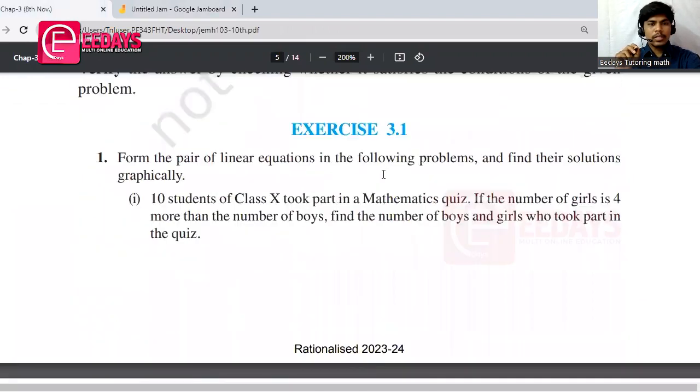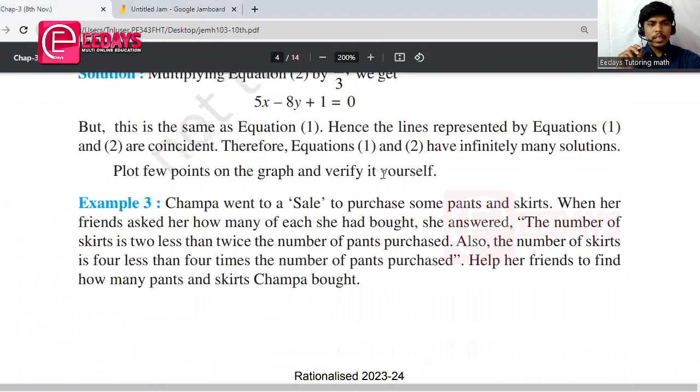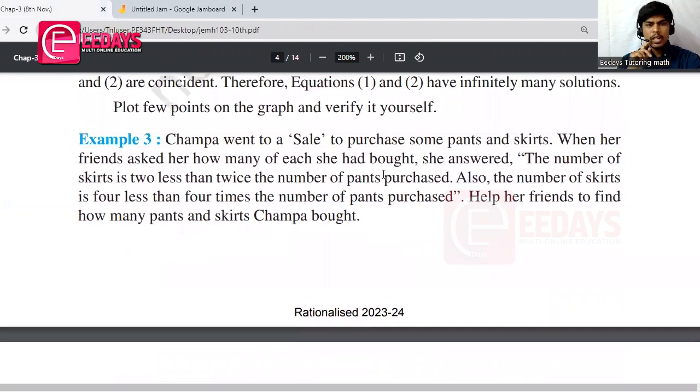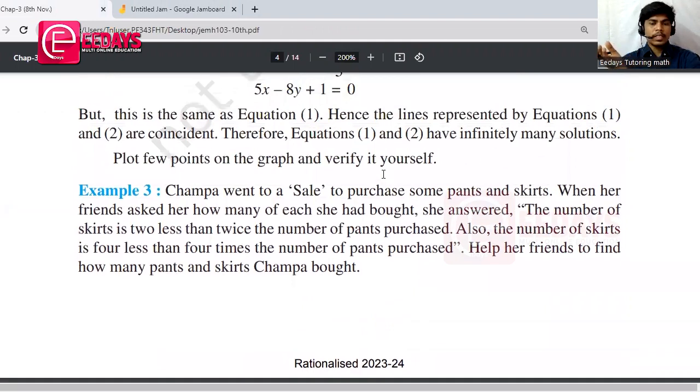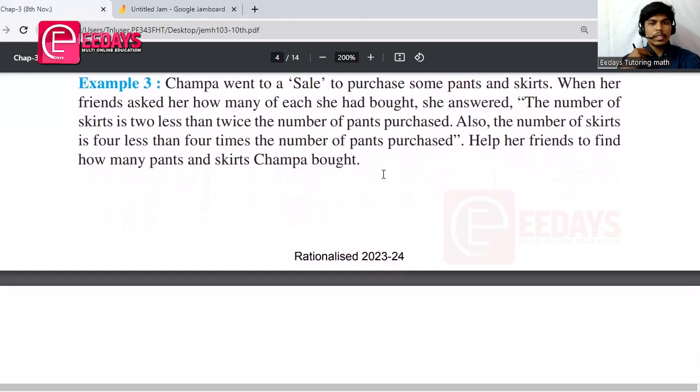Yeah, let's solve the next question. Champa went to a sale to purchase some pants and skirts. She wants to purchase some pants and skirts. Champa is a female, right? When her friends asked her how many of each she had bought, she answered that the number of skirts is two less than twice the number of pants.